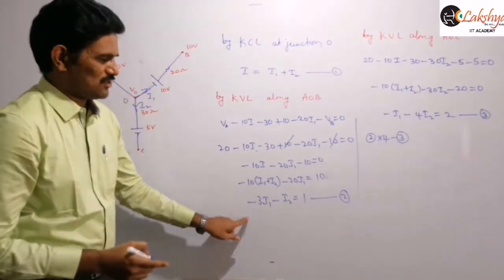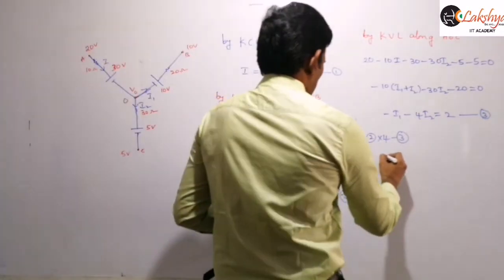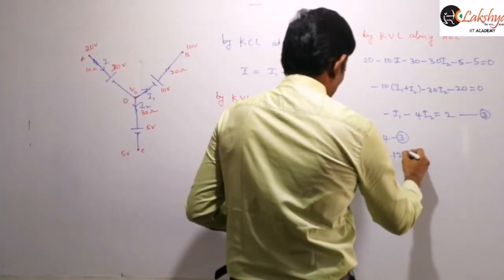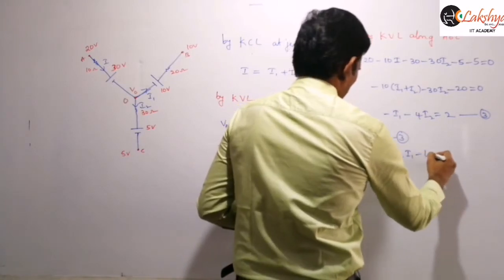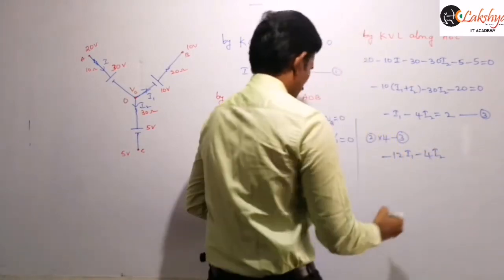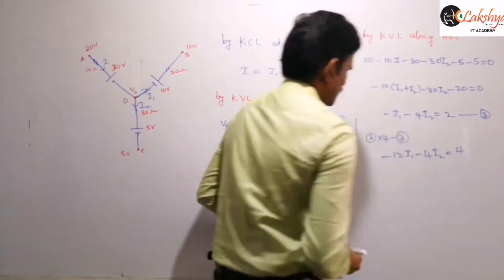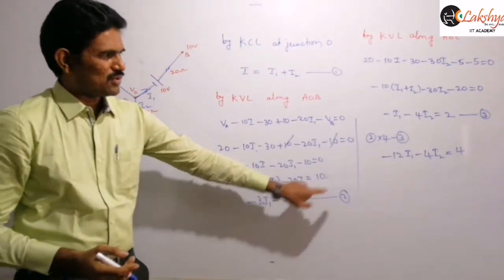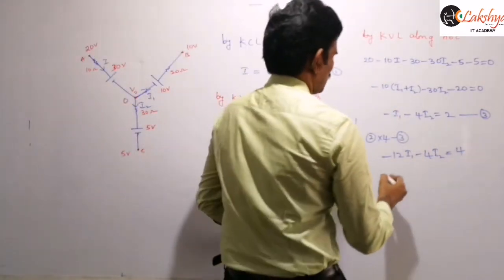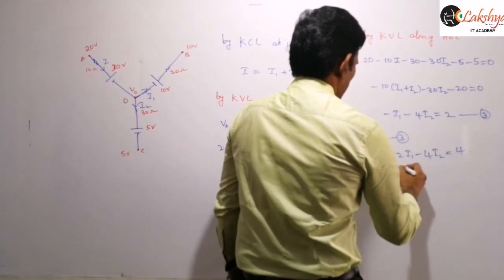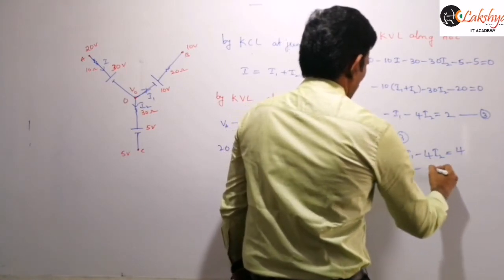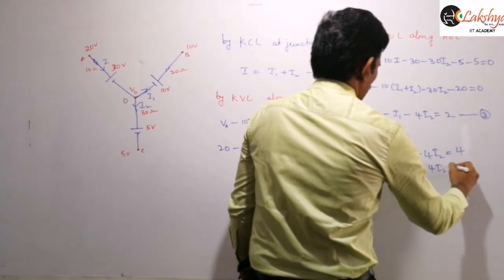So let us multiply this equation with the 4. Then minus 12 I1 minus 4 I2 is equal to 4. We multiplied this equation with the 4. The minus of this value we need to write. So then it is minus I1 minus 4 I2 is equal to 2.